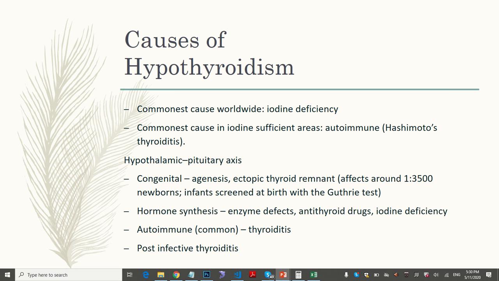Commonest causes are iodine deficiency, and iodine deficiency in children also causes a condition called cretinism. In those areas which have sufficient iodine, the commonest cause is autoimmune Hashimoto's thyroiditis. Hypothalamic pituitary axis disease is also another cause, a cause of secondary hypothyroidism. Others include congenital agenesis, ectopic thyroid enlargement, and defects in hormone synthesis. During hormone synthesis, there could be some enzyme defect. Antithyroid drugs affect the hormone synthesis, as does iodine deficiency.